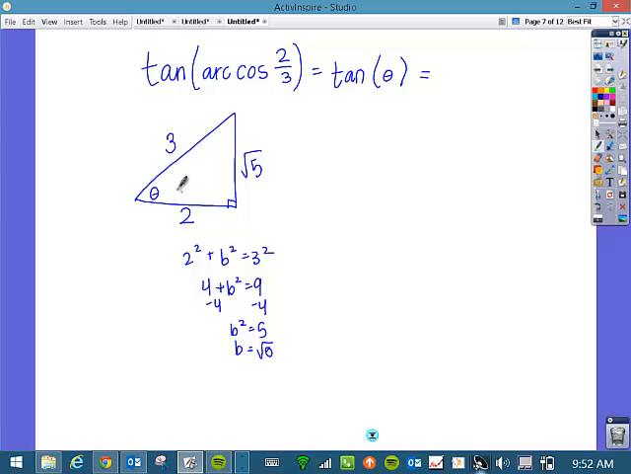So now what is tangent of this angle? Tangent is opposite over adjacent, so it would be root 5 over 2. It doesn't actually matter what the value of the angle is, because you're just going to use that same angle to find tangent. It's just a placeholder.